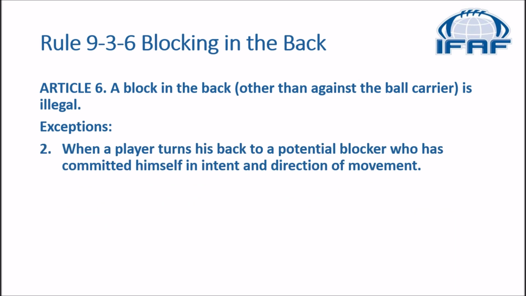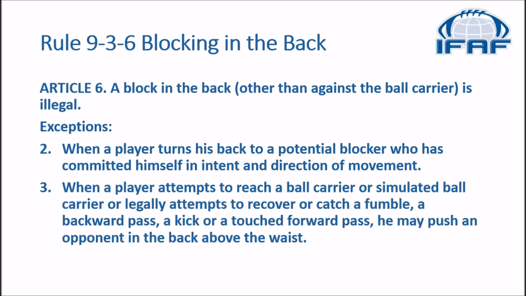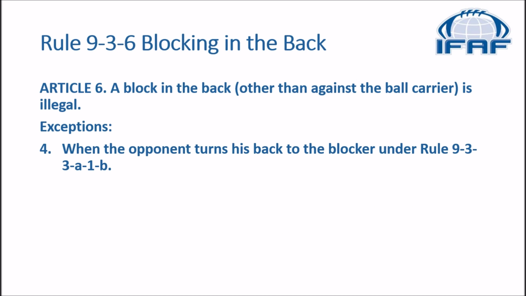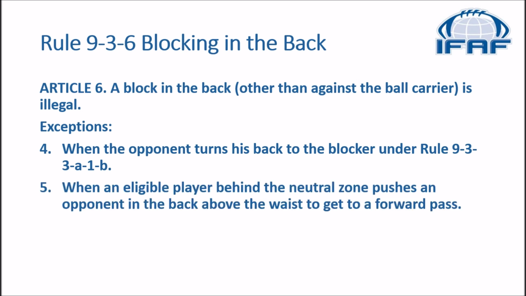Additional exceptions. 2. When the player turns his back to a potential blocker who has committed himself in intent and direction of movement. 3. When a player attempts to reach a ball carrier or simulated ball carrier, or legally attempts to recover or catch a fumble, a backward pass, a kick, or a touched forward pass, he may push an opponent in the back above the waist. 4. When the opponent turns his back to the blocker under Rule 933A1B. 5. When an eligible player behind the neutral zone pushes an opponent in the back above the waist to get to a forward pass.